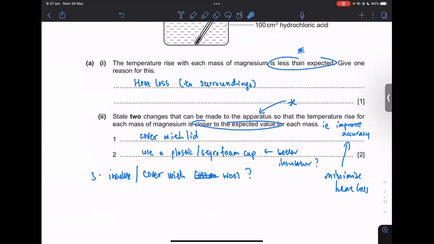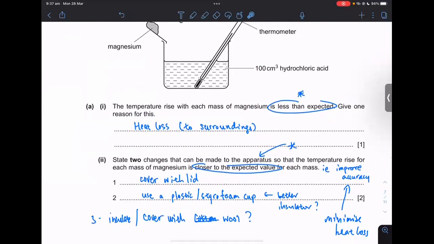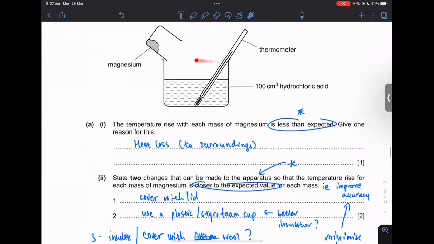Now, this also happened in physics. In terms of temperature changes, you have to consider that there is always heat loss to the surrounding. And when you want to improve the accuracy, this is called improving accuracy. Accurate, getting more to the exact value. How do you prevent heat loss? You cover this with a plastic lid and you insulate. This word, insulate, comes from primary school science, lower secondary science, prevent heat loss.